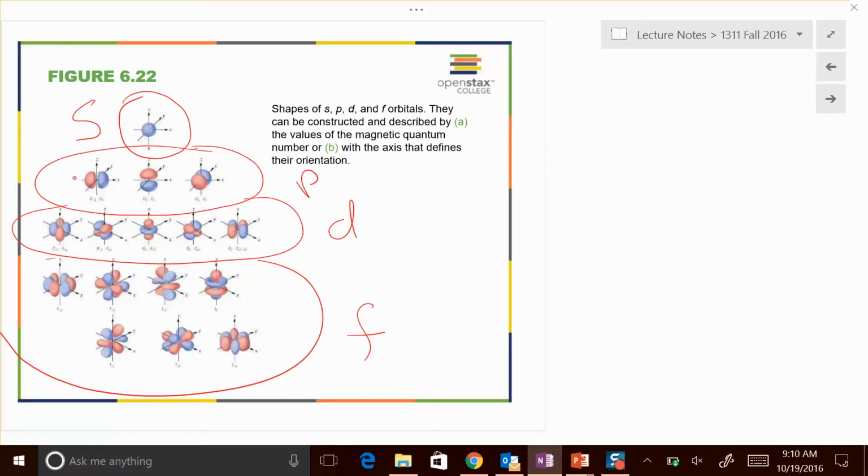This is the P sub-energy level. Nitrogen is in the 2nd principal energy level, sub-energy level P. 2P.